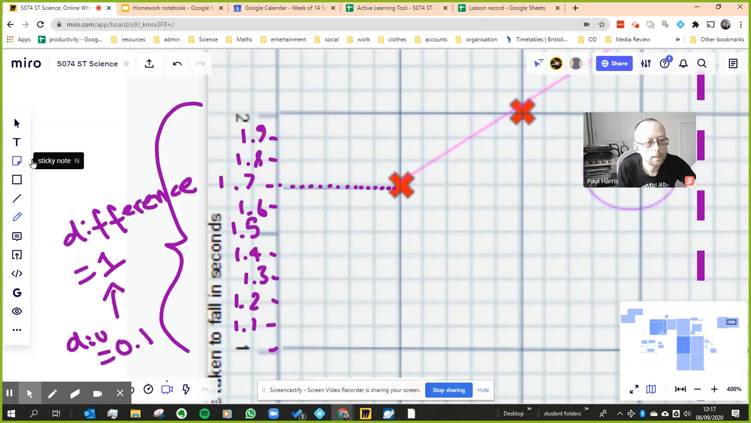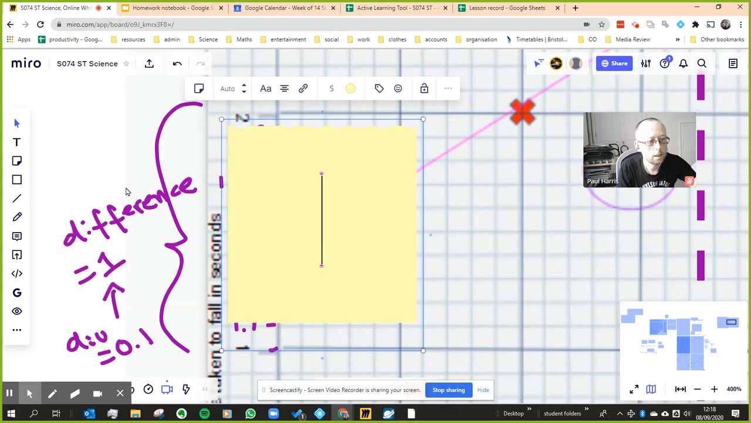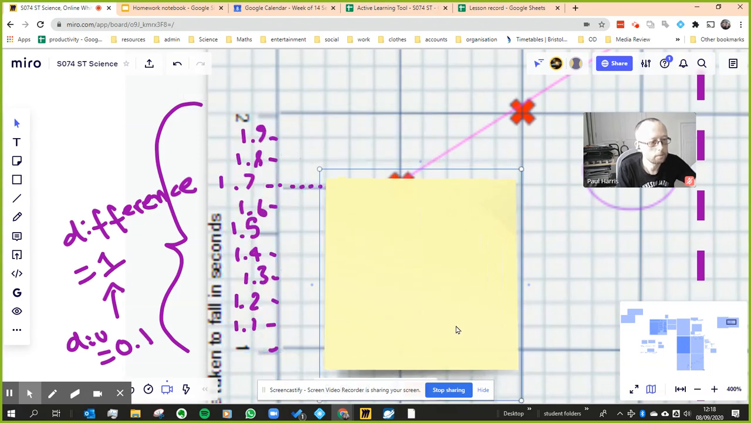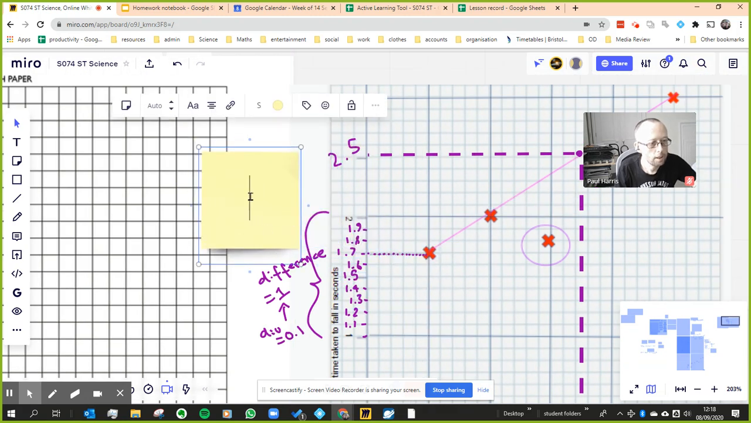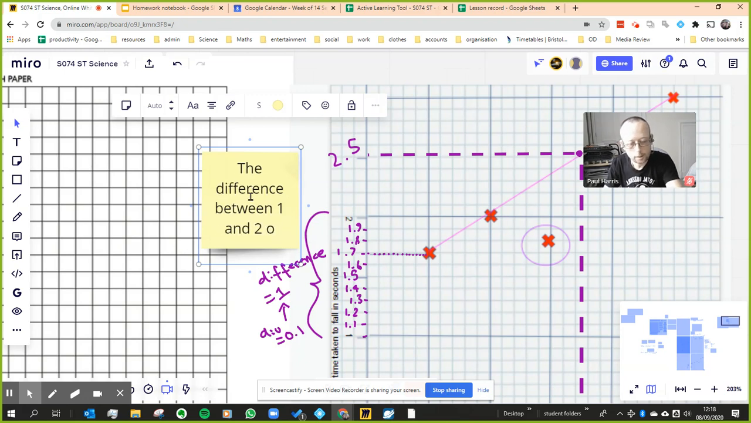So let's summarize what I've just said. I'll just move this over here. In fact, I'm going to zoom out and move it up there. And I'll say the difference between 1 and 2 is 1. That's how you say it. And then you would say there are 10 divisions between 1 and 2, right? Does that make sense?